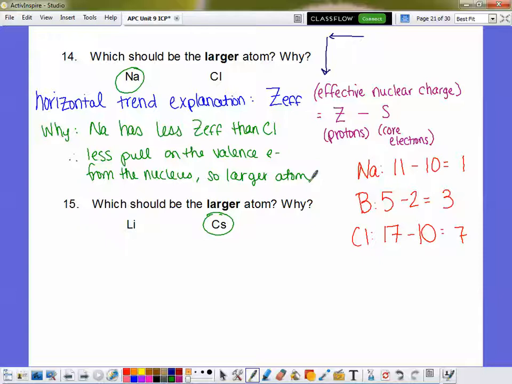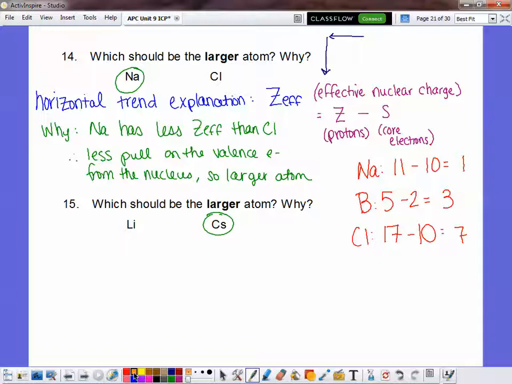Since the valence electrons are not going to be pulled in as tightly, the atom will be bigger. For all of the trends we're going to talk about, whether it's atomic size or ionization energy, if you're comparing two atoms that are in the same period but different groups, the explanation for why they're different is going to come down to effective nuclear charge.